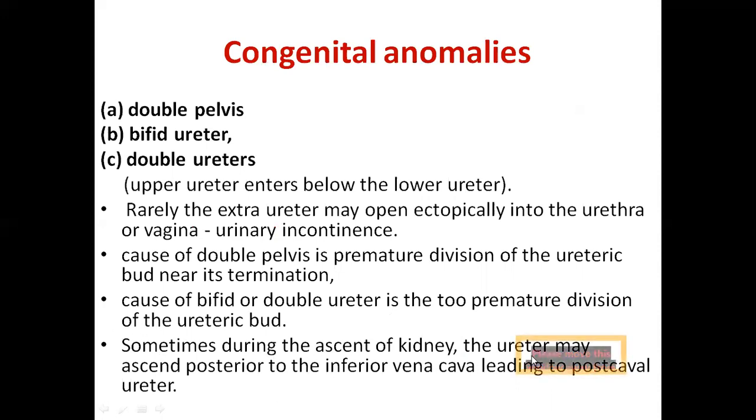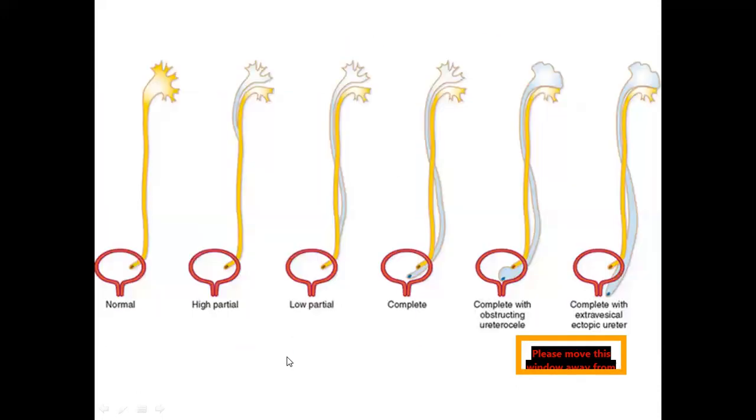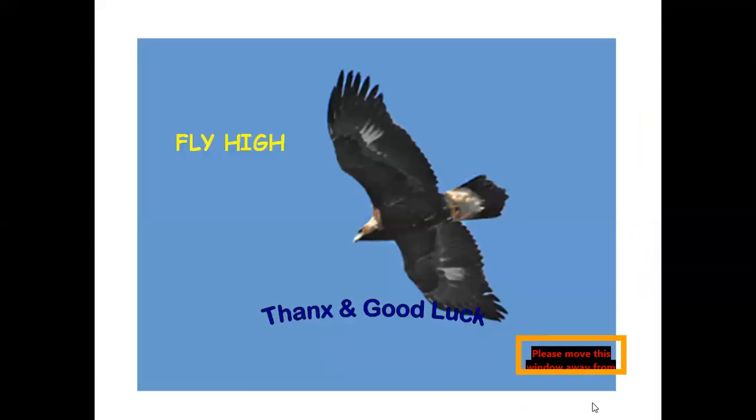Sometimes during ascent of the kidney, the ureter may ascend posterior to the inferior vena cava, leading to retrocaval ureter. So this is the normal, this is high partial ureter, then low partial ureter, and here you find double. Completely two ureters we are finding here. There may be obstruction like this, ureterocele, complete extravesical ectopic ureter. So these are all the things you should know about the ureter, and these are the reference books. Thank you.